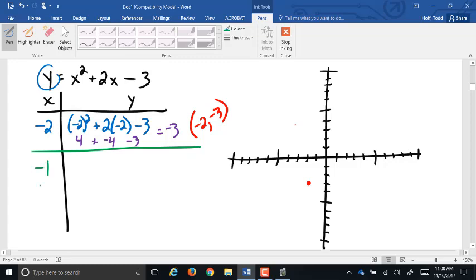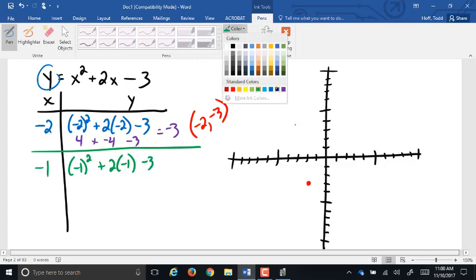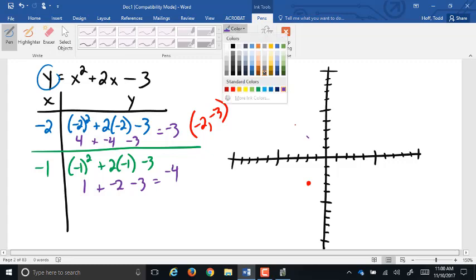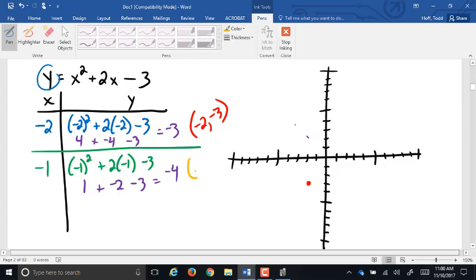So let's try negative 1 for x. It's going to be negative 1 squared plus 2 times negative 1 minus 3. Negative 1 squared is 1. 2 times negative 1 is negative 2. Minus 3, I get negative 4 there. You guys can double check me. So when x is negative 1, y is negative 4. So negative 1, negative 4.